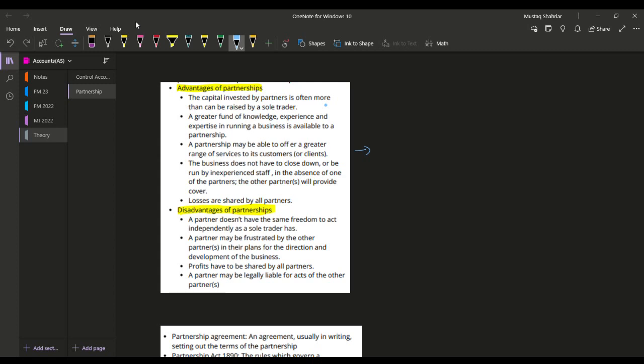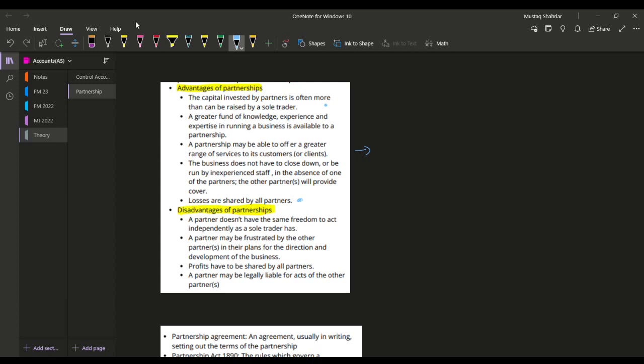And the business does not have to close down or be run by any inexperienced staff in the absence of one of the partners. Basically, this point says that if a partner is absent, another person can look after it, right? That's the basic definition of this. And also, the losses are all shared by the partners, the common one.